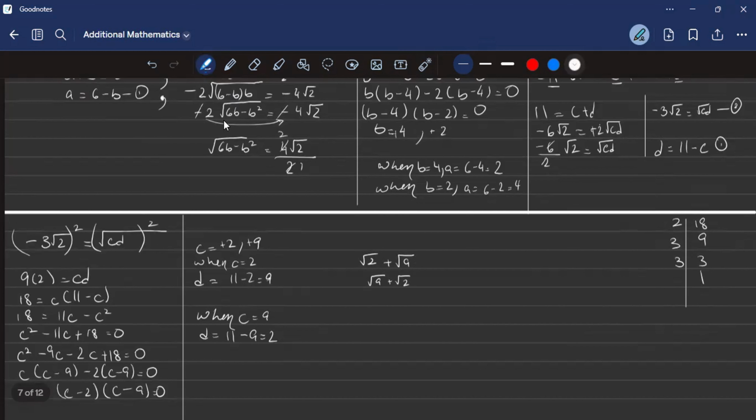So we can say that for part B of question number 11, we are going to get two values for that specific answer. C is equal to 9 and D is equal to 2, or C is equal to 2 and D is equal to 9. So two answers for this one. And that's it for this question. I'll meet you in the next lecture.